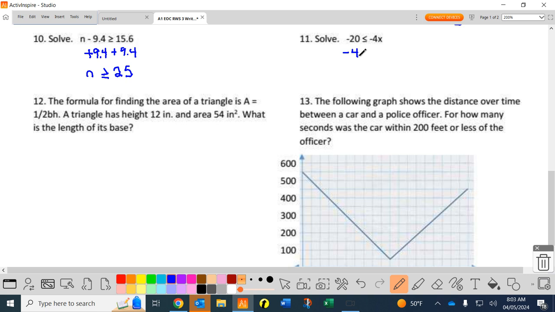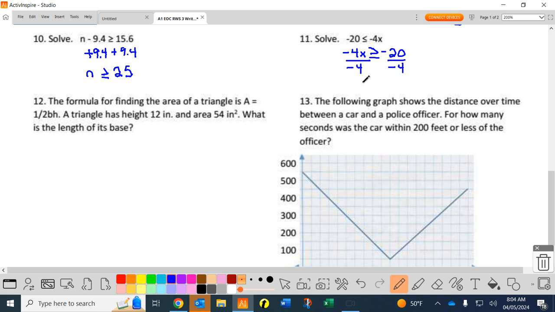And when I switch it, I need to turn the sign that's here in the middle around. It was less than or equal to. Now it's going to be greater than or equal to. Now, this is a one-step multiplication problem, but we are dividing by a negative number, and when we divide an inequality by a negative number, you must flip the sign.